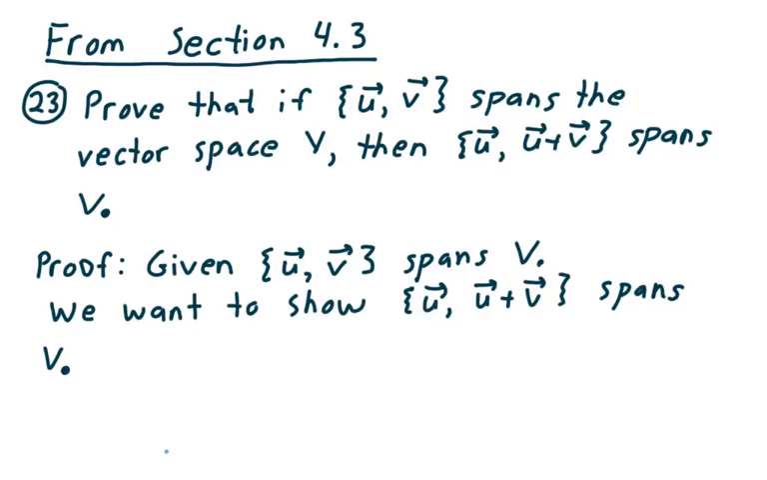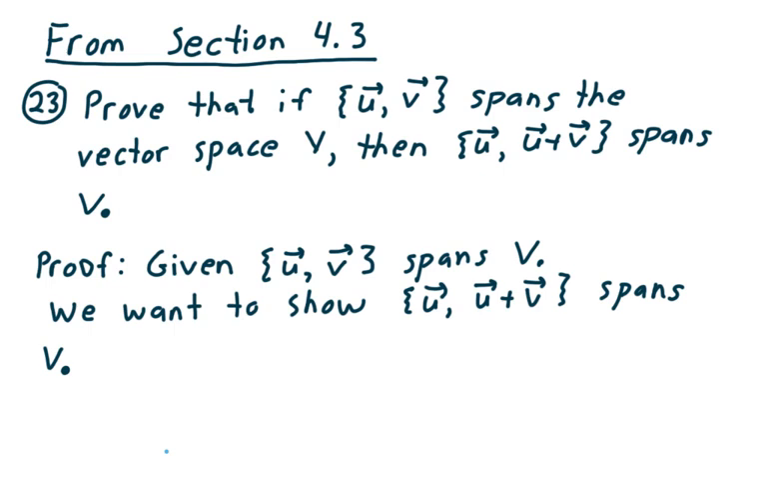This is a video from section 4.3 in linear algebra. Prove that if the set of vectors u and v spans the vector space V, then the set of vectors u and u plus v also spans V. What do we know? We are given that the set of vectors u and v spans V. We want to show that the set of vectors u and u plus v also spans V.